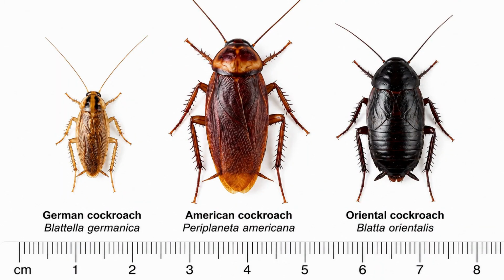Now, what did I say also? Color-wise, you're going to have the light brown tan for the German. You're going to have the reddish color for the American, and the Oriental is going to be a shiny black. There are going to be no distinctive markings on the pronotum, like I just said on the other roaches. No distinctive markings. It's just going to be a shiny black.